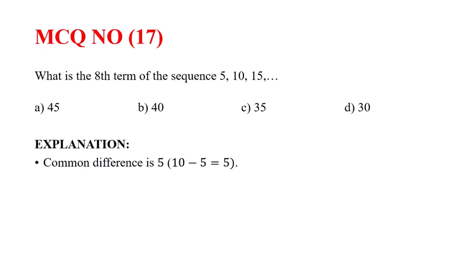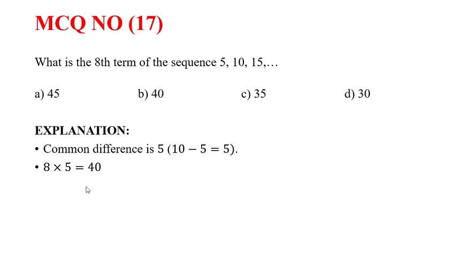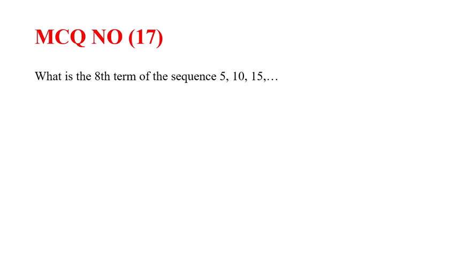Explanation. The common difference is 5. 10 minus 5 is equal to 5, and this 5 is multiplied by 8 because we are finding the 8th term. 8 multiplied by 5 is equal to 40. So the final answer of MCQ number 17 is B. So option B is correct, equal to 40.